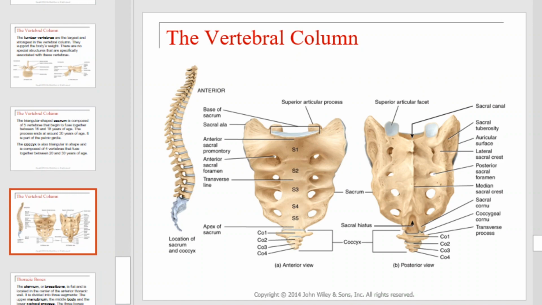This diagram illustrates the sacrum and the coccyx. Take a moment to familiarize yourself with the labeled structures seen here.